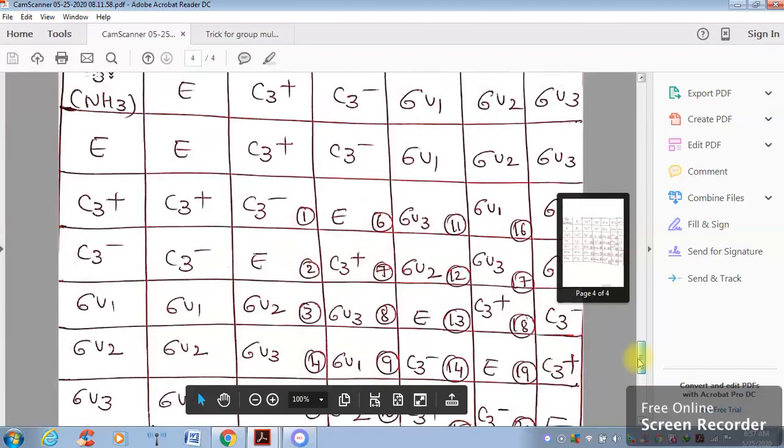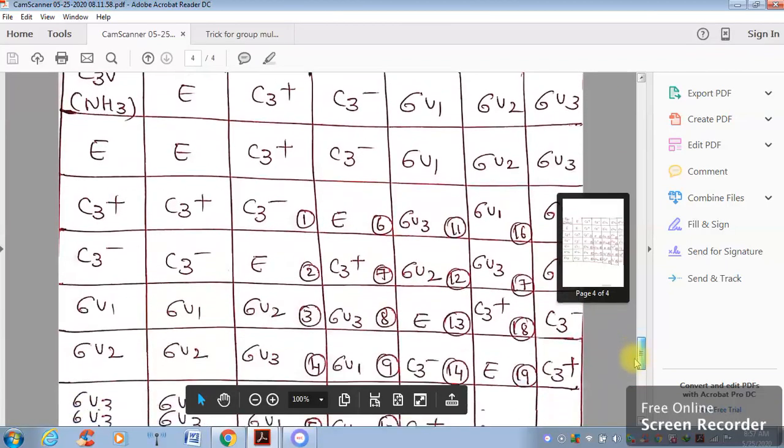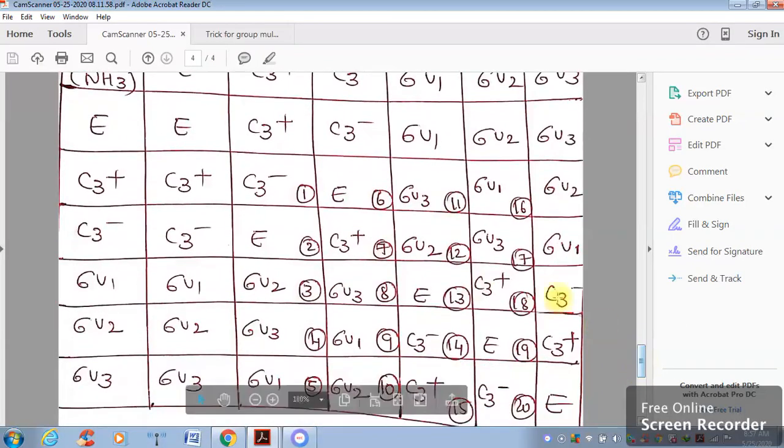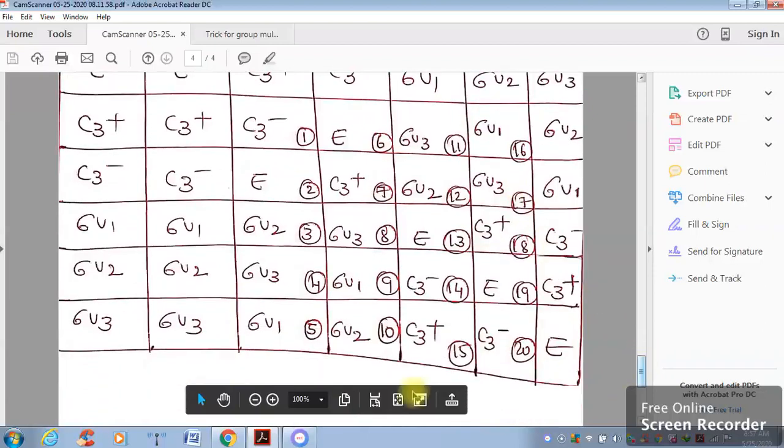It's the group multiplication table of ammonia. Without any operation you can write this table. It's okay. Next, the last part is here.